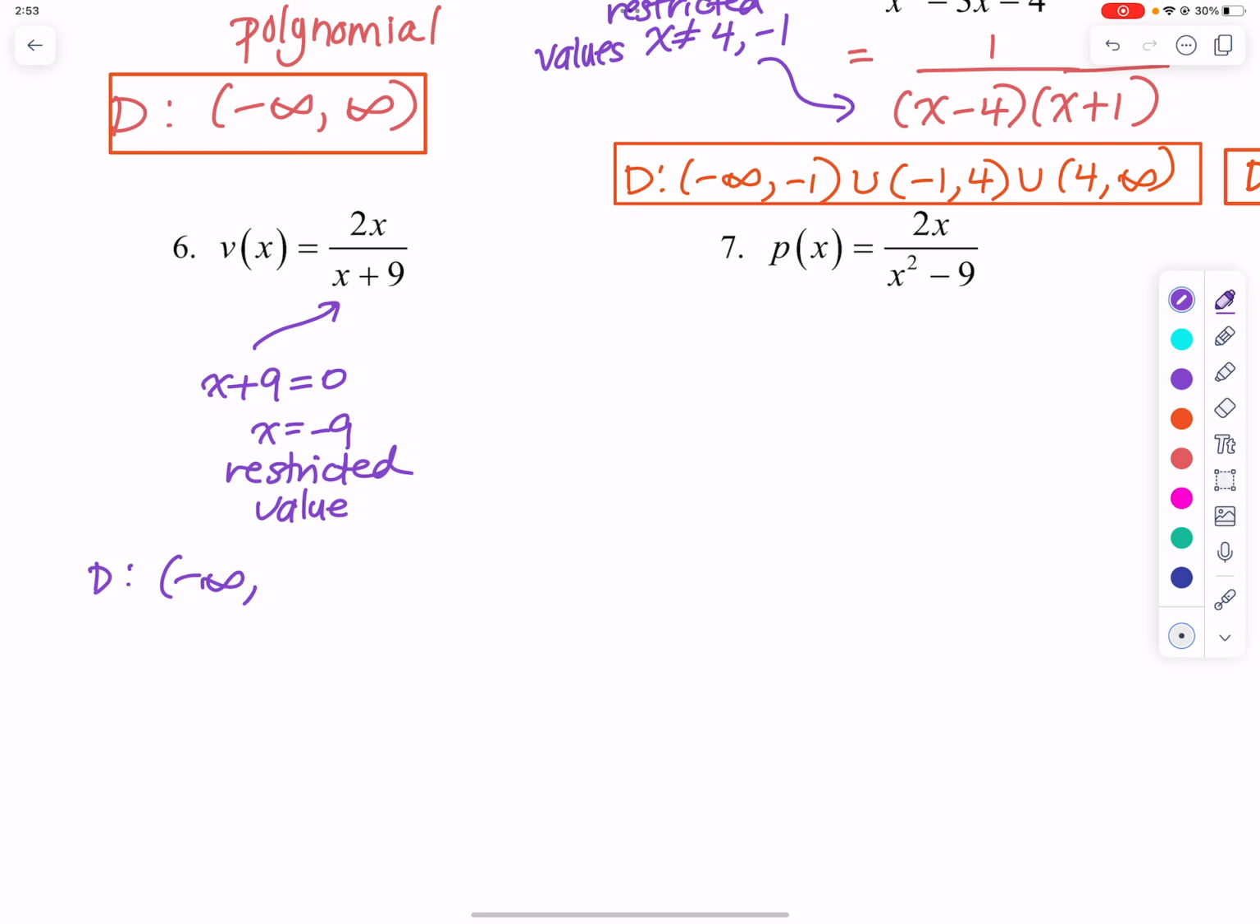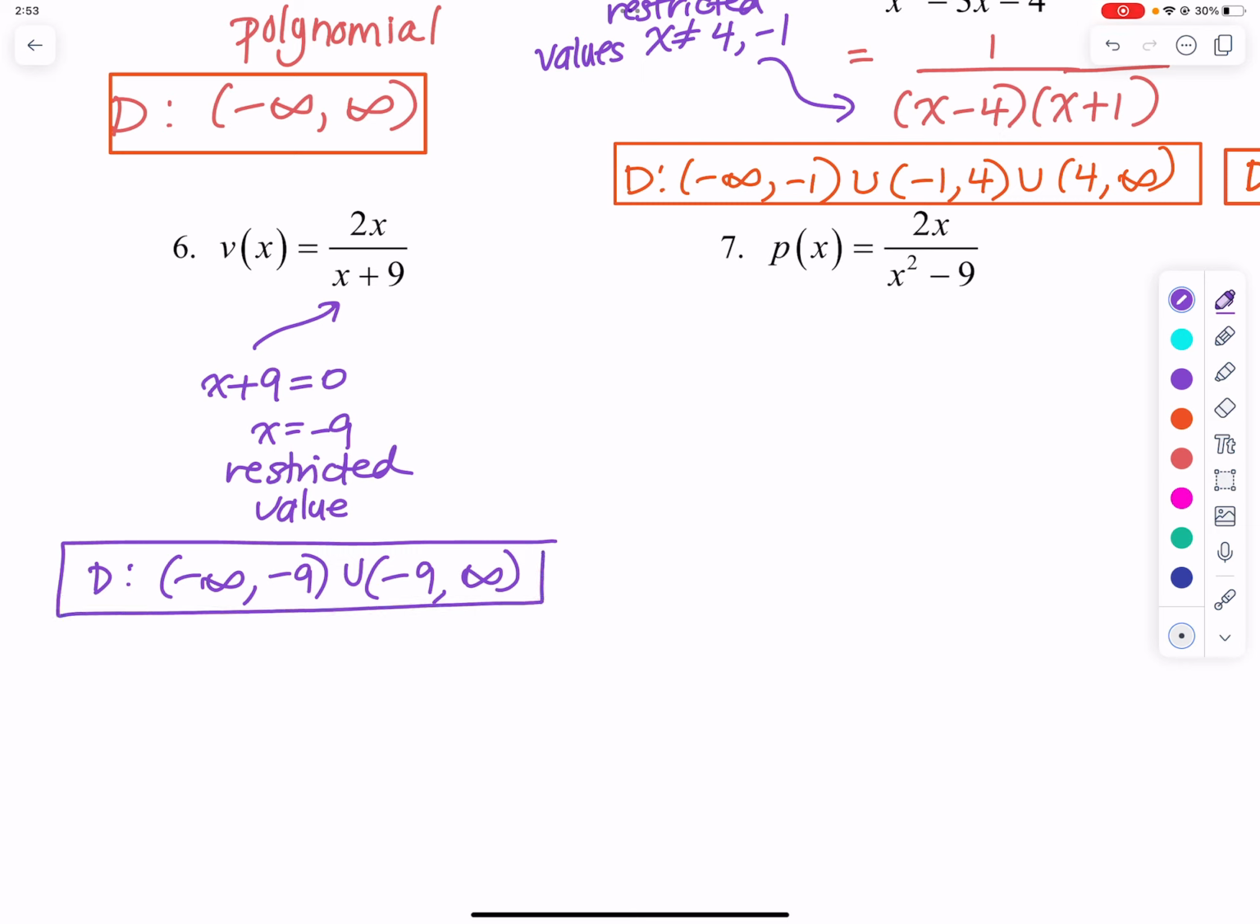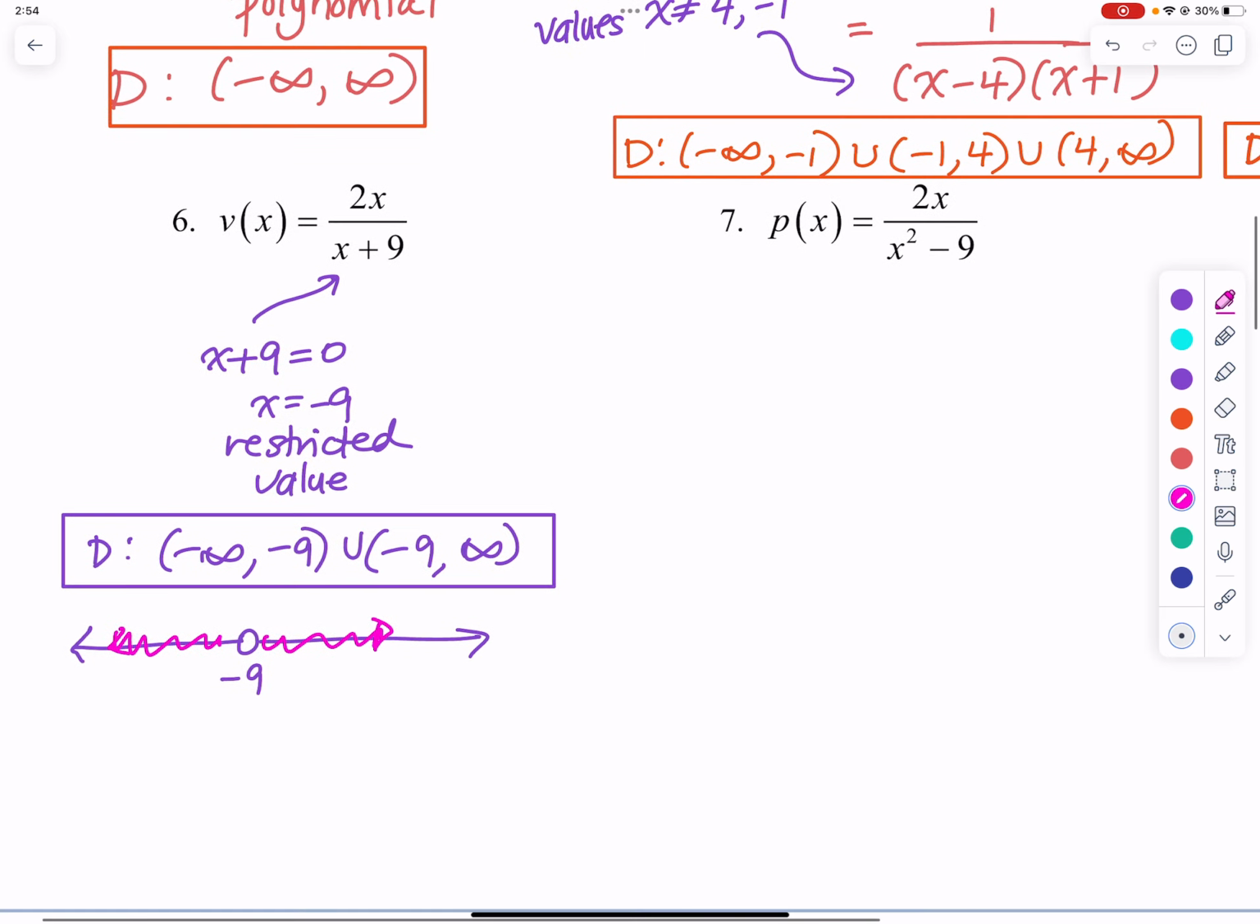So we have negative infinity to negative 9, union negative 9 to infinity. So basically, this is just the number line, and negative 9 is not included. So there are our two intervals, negative infinity to negative 9, and negative 9 to positive infinity. That's what that looks like.